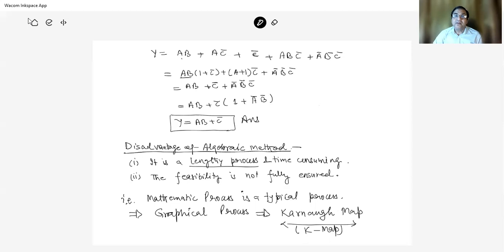So the mathematical process is a typical process. So in place of the mathematical process, we have to use the graphical process. Graphical process means we have to form blocks, something like this, and then the values on the blocks are given with a certain rule, and this method is known as the Karnaugh method. So we will discuss the Karnaugh method in detail in the next lecture.